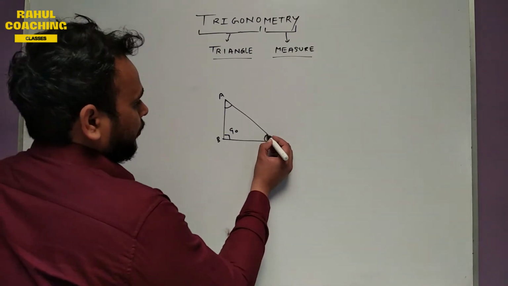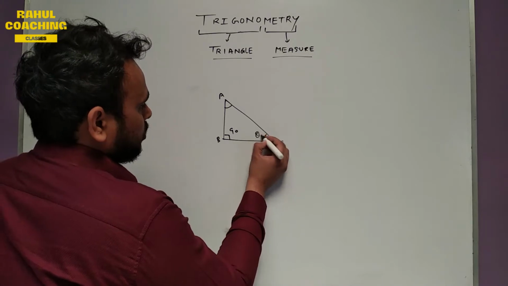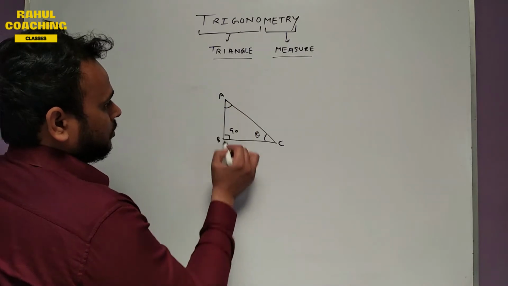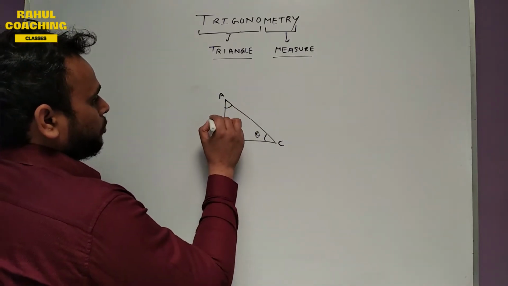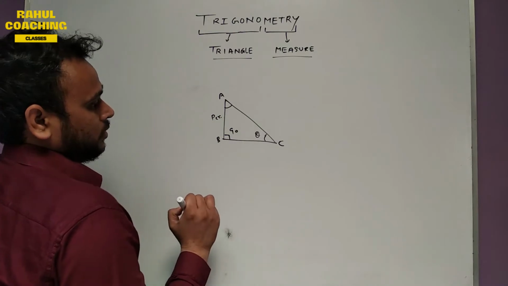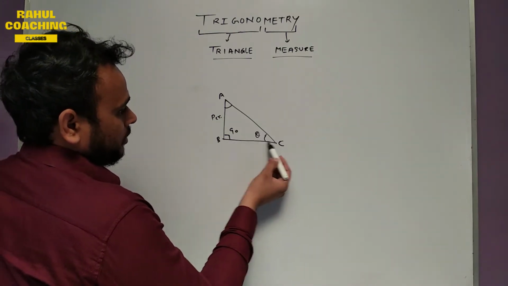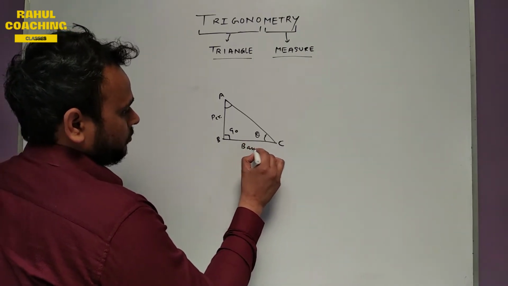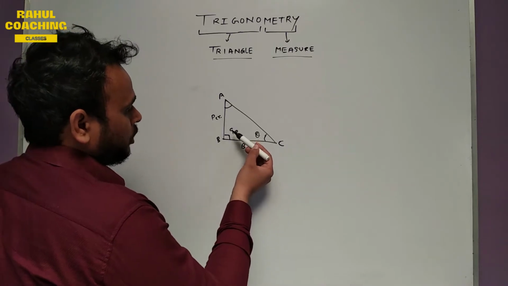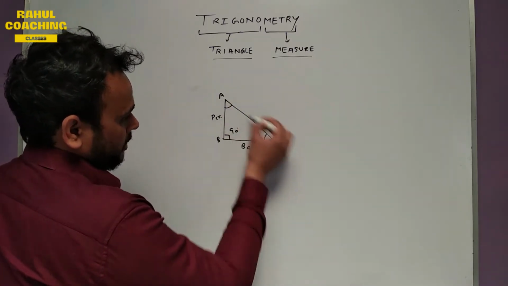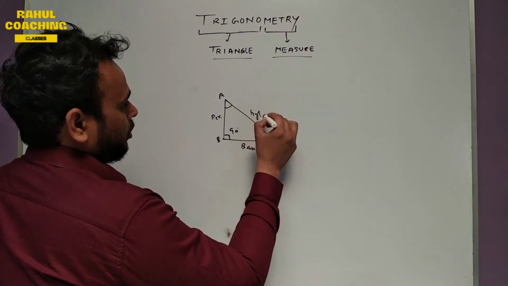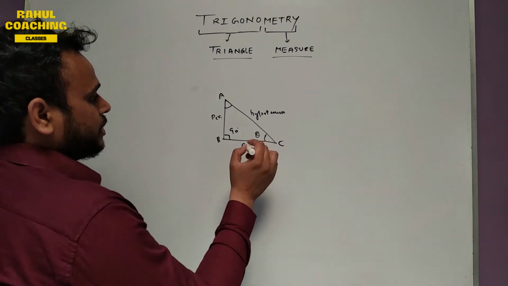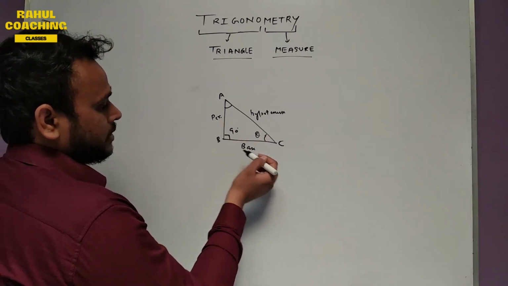If we take, let's say, angle C equals theta, then what's the property of this triangle? The opposite side of this angle theta is the perpendicular, and the side that is nearest to the angle theta is the base, and the side opposite to the 90 degree angle, that is AC, we call the hypotenuse. Okay. Then what is the relationship between perpendicular, hypotenuse and base?